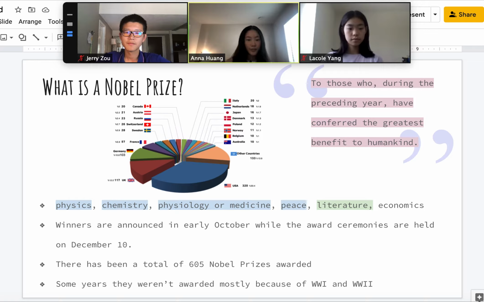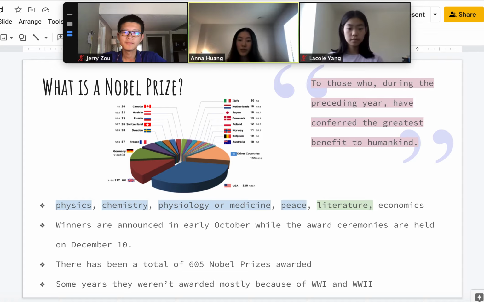and getting further into. So winners are usually announced in early October, but the award ceremonies are held on December 10th, where the winners receive their prizes. And over the years, there have been a total of 605 Nobel Prizes awarded in all of the categories combined. And in some years, mostly because of World War I and World War II, the award ceremonies were canceled.